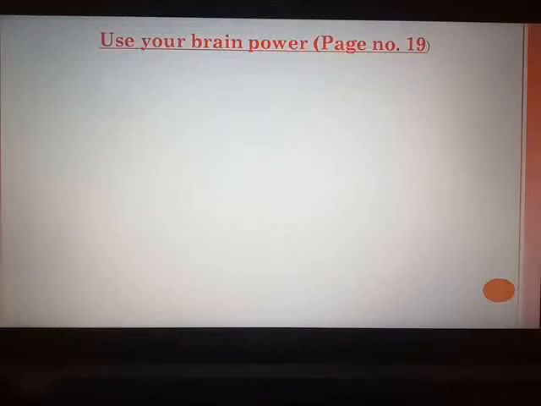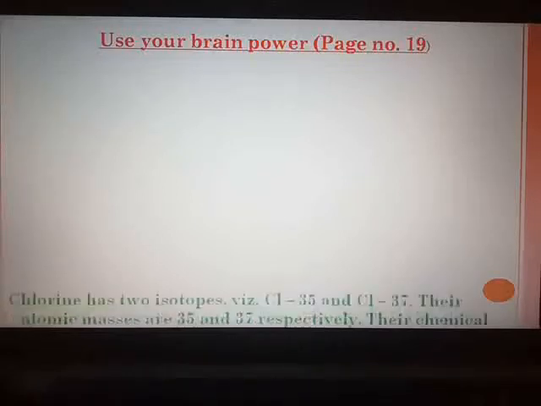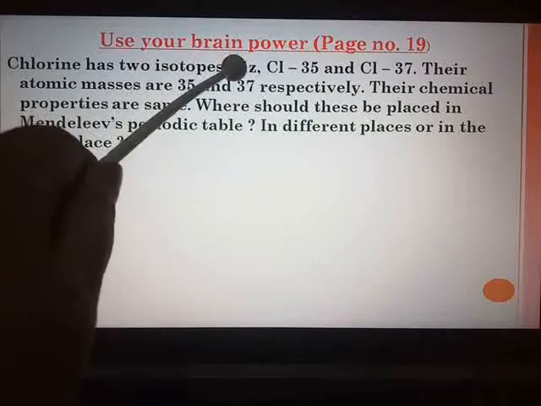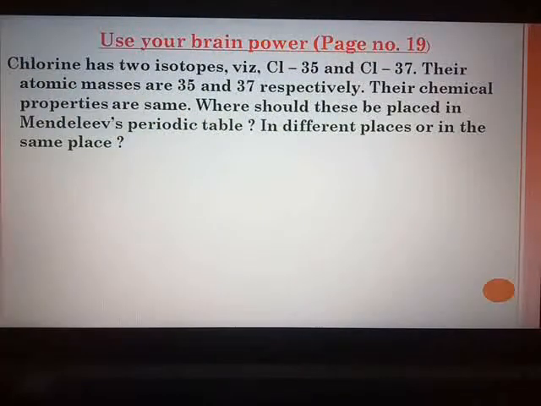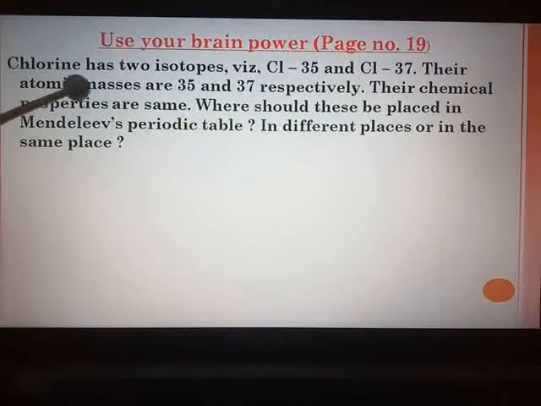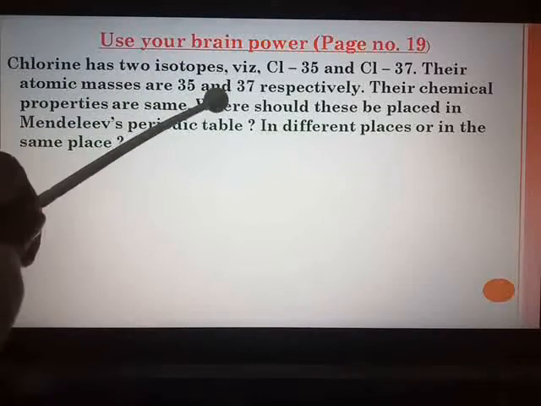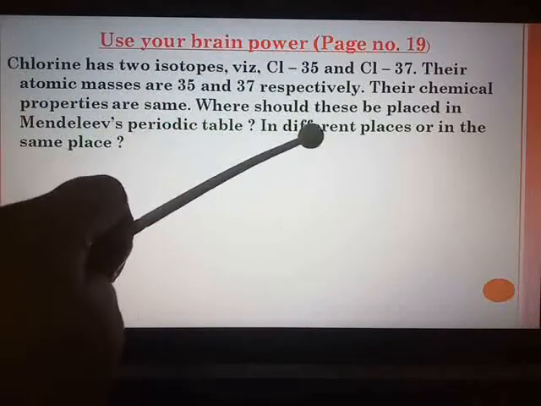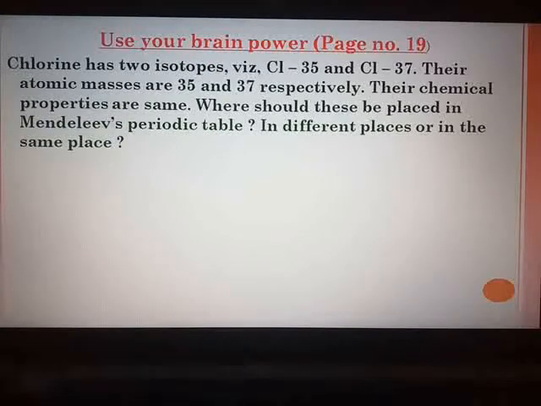Page number 17 and 18, if you see, there are no activities. Page number 19, use your brain power. Towards the end of the page you have the activity. Chlorine has two isotopes, chlorine 35 and chlorine 37. Their atomic masses are 35 and 37 respectively. Chemical properties are the same. Where should this be placed in Mendeleev's periodic table? In different places or in the same place?